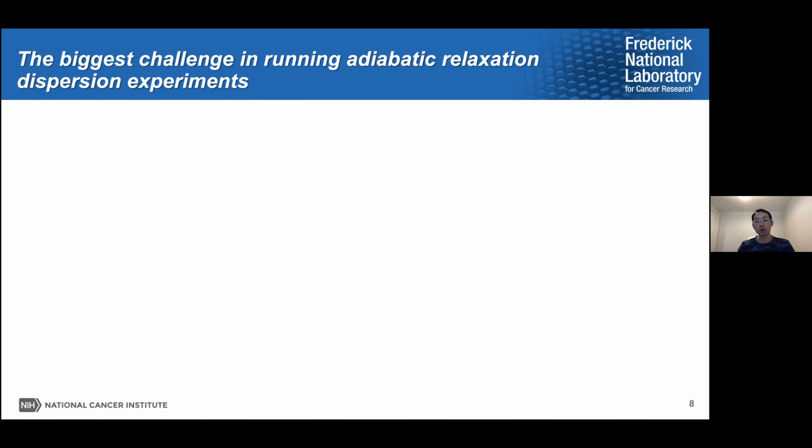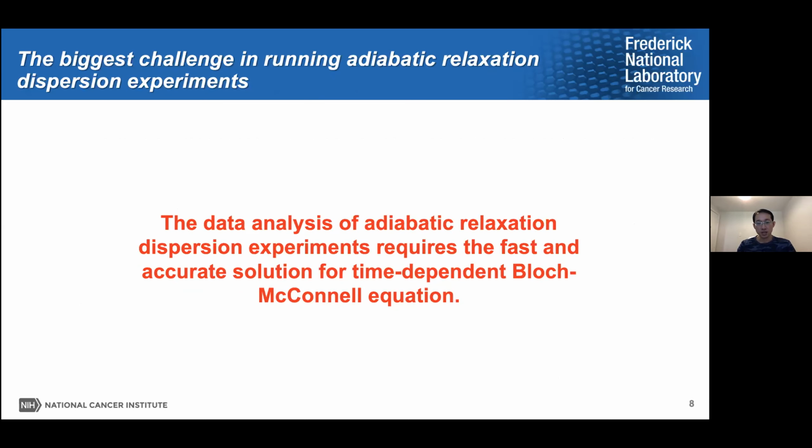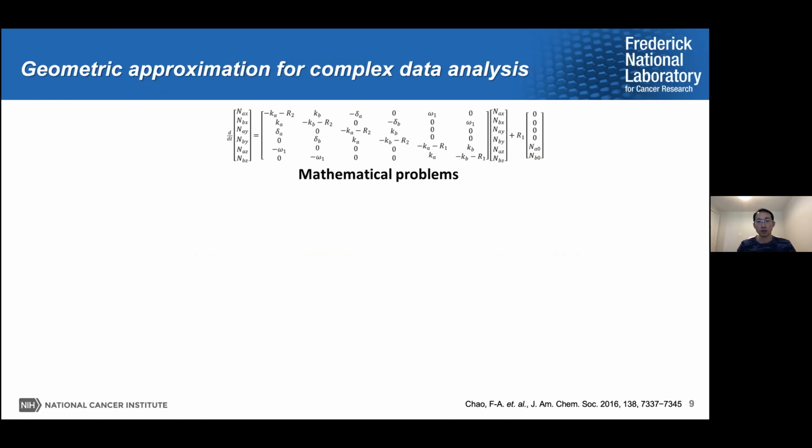So nothing is perfect. Our experiment does have its own issue. So what is the biggest challenge in using this type of experiment? Data analysis actually is the biggest issue. So we actually need to analyze the real time-dependent Bloch-McConnell equation, okay? So you need to provide a fast, not just fast, but also accurate solution. So I propose this methodology. It's called geometric approximation. Later, you will know what I mean by approximation.